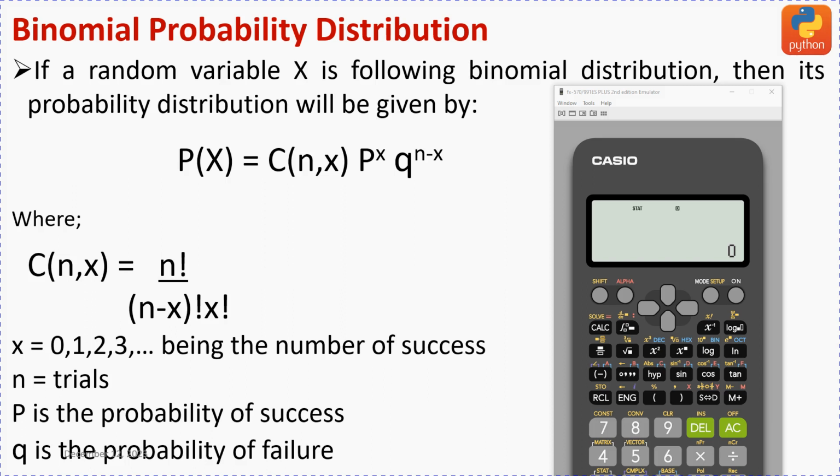Kwa hivyo kuna table function kwenye scientific calculator, ambapo hiyo table function unakuwa ni rahisi sana kufind probability of a random variable x. Of course kwenye video hii hatuzungumzii programming ya Python. Kwenye episode iliyotoka tulizungumzia binomial probability distribution kwa kutumia Python. So now how to perform manual lakini kwa kutumia simple way ya calculator as well.